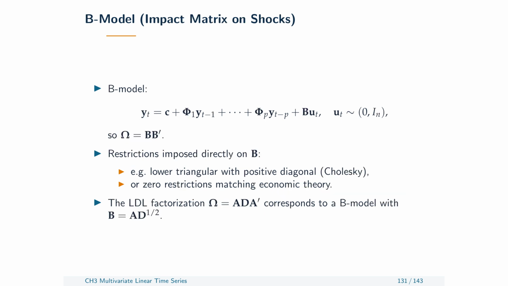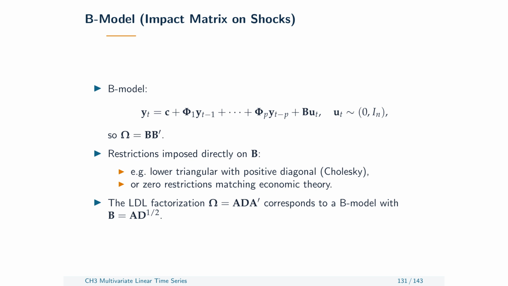The B model writes reduced form innovations as an impact matrix times unit variance structural shocks. Restrictions are placed directly on that impact matrix. A lower triangular B matrix with positive diagonal gives a Cholesky identification, while other zero patterns can encode a different economic theory of immediate shock transmission.